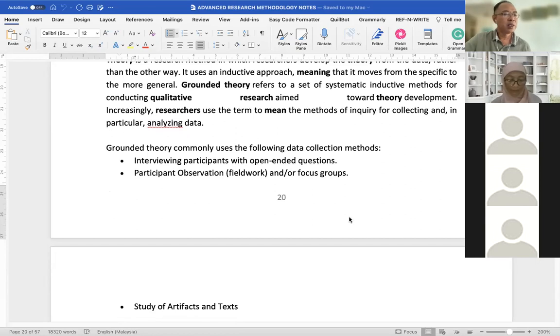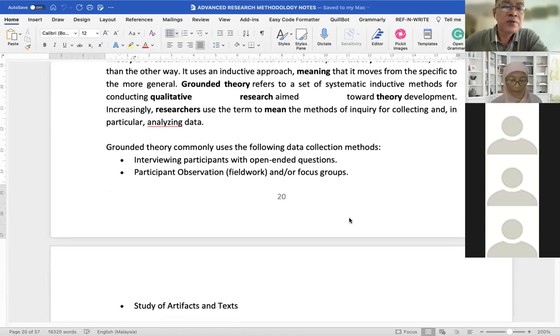Nowadays, during this pandemic, it is becoming more and more difficult to do participant observation, because in participant observation, the researcher will have to be among the participants and the researcher needs to participate in the everyday activities of the respondents. So because of the pandemic, this is quite difficult to do now.